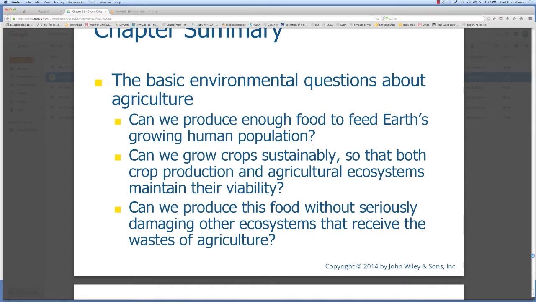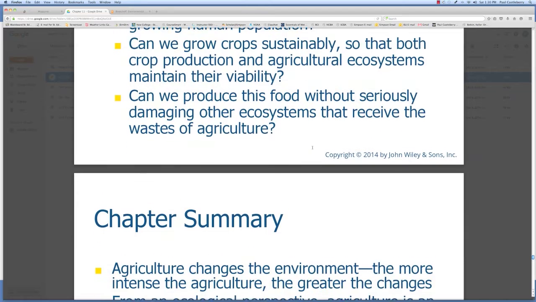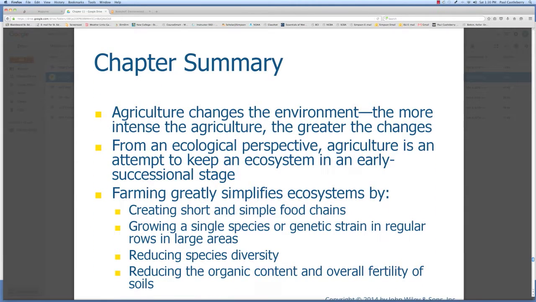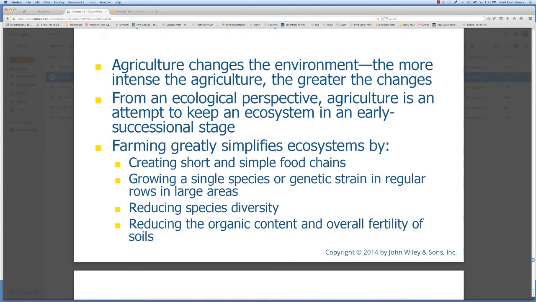Well, we're seeing those types of questions. There are trade-offs that we have to look at. We know that agriculture changes the environment. In other words, it can change it to a monoculture. From an ecological perspective, it is an attempt to keep an ecosystem in the early successional stages. The farming itself creates a monoculture by creating short and simple food chains, growing a single species or genetic strain in regular rows in large areas. It does reduce species diversity, and it does reduce the organic content and overall fertility of soils, especially if it's overused.